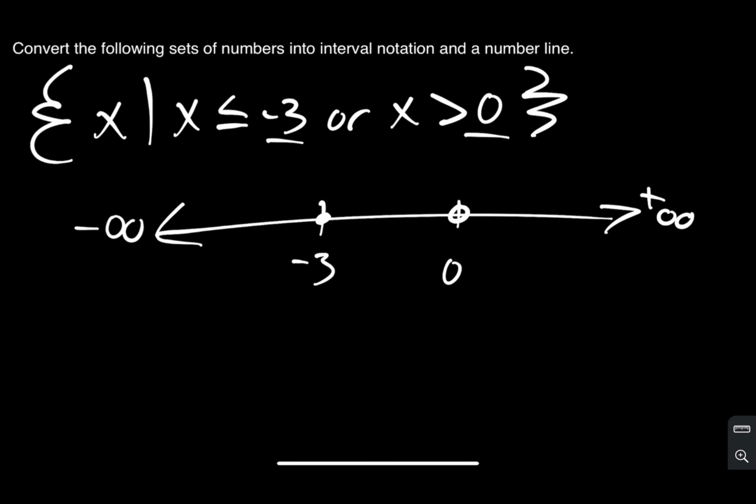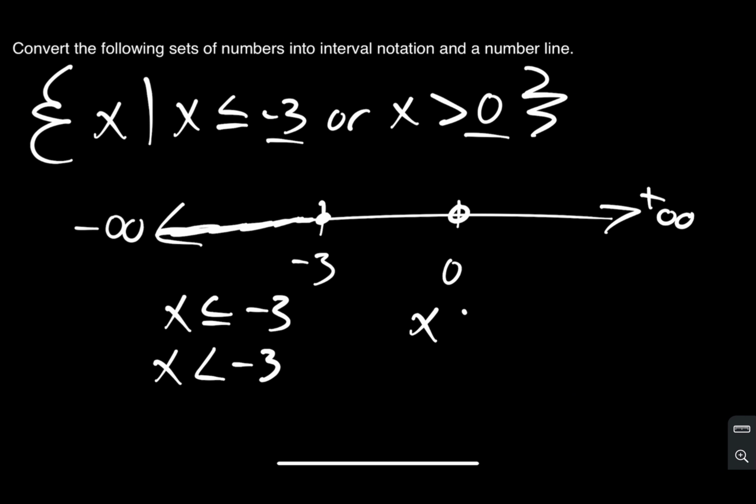Now we have to shade in our regions. So we have x is less than or equal to negative 3. We already plotted x is equal to negative 3. That's that shaded endpoint. So we're really worried about x is less than negative 3. So if it's less than, it's to the left of the point. So if x is less than negative 3, it's going to be negative infinity to negative 3. And then we have x is greater than 0. So if x is greater than 0, it's to the right, towards positive infinity. So we're going to shade in that region, 0 to positive infinity.